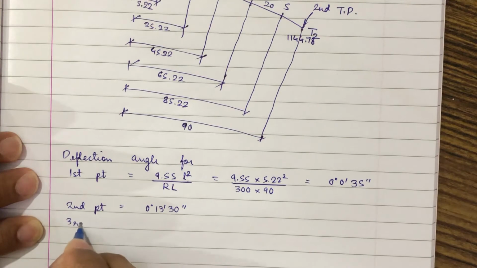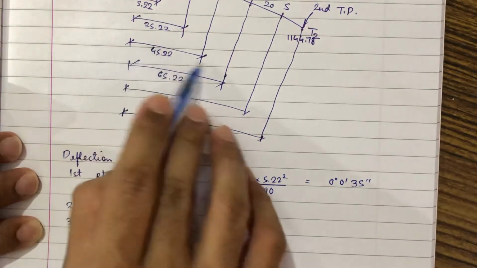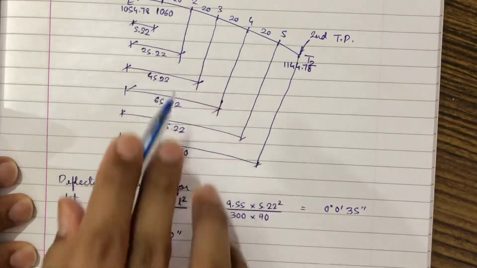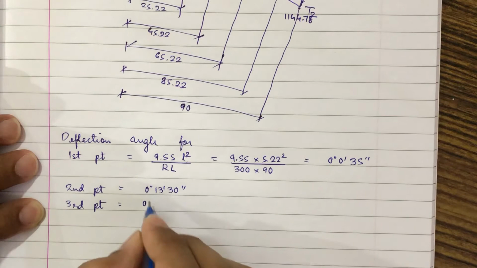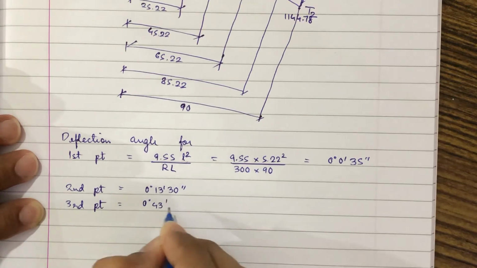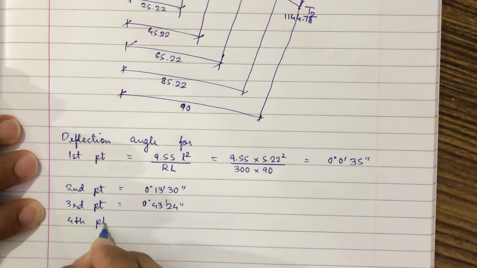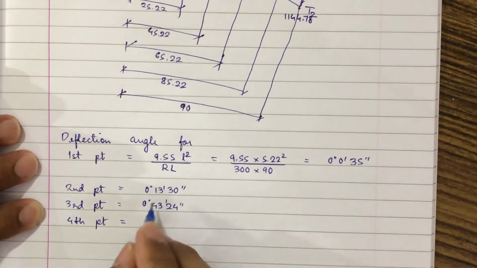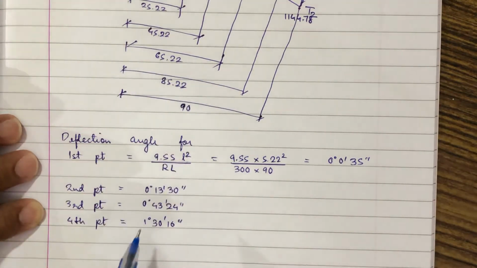The third point is at a distance of 45.22. Substituting that, we get the value as 0 degree, 43 minutes, 24 seconds. Fourth point is at 1 degree, 30 minute, 16 seconds, because this is at 65.22.